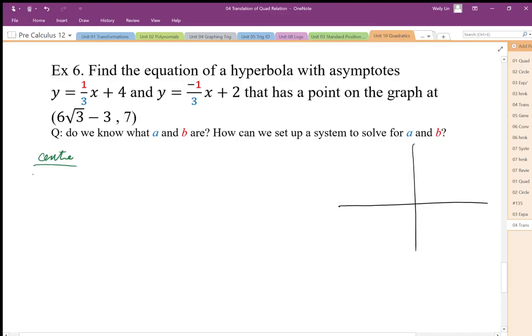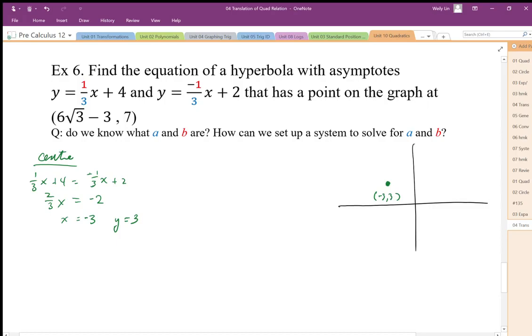So I'm going to make 1/3 x plus 4 equals negative 1/3 x plus 2. So I end up with negative 2 equals 2/3 x, so x equals 3. When I plug back in, oh sorry, wait a minute, this is going to be equal to negative 3. So x equals negative 3, y equals positive 3. So at negative 3, positive 3, there's my center of the graph.